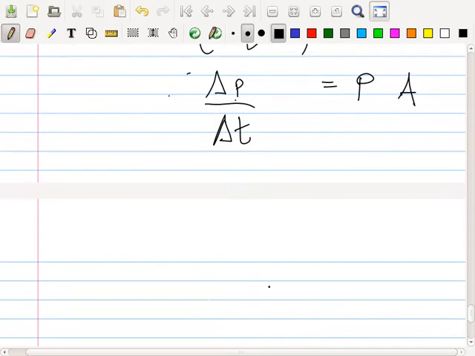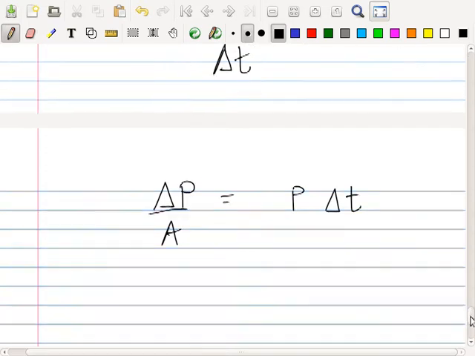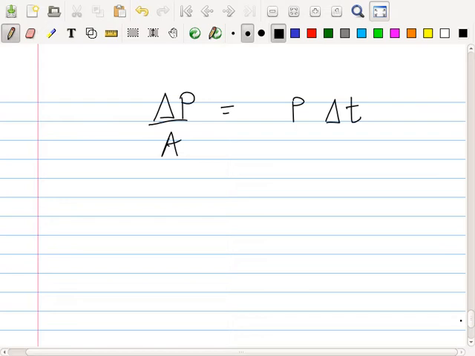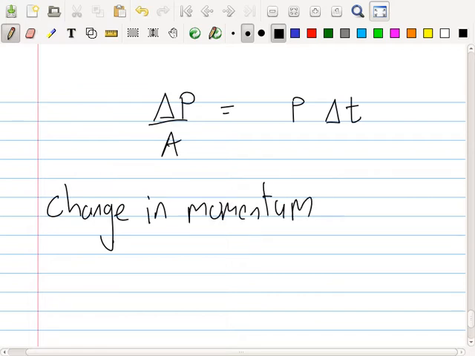Now, you can say delta P equals P times delta T times A, and I can divide by the area here. So you have a formula here. This is the change in momentum per unit area equals pressure multiplied by the time.